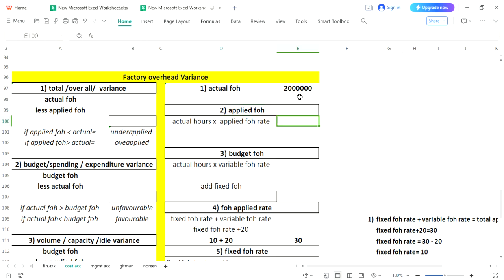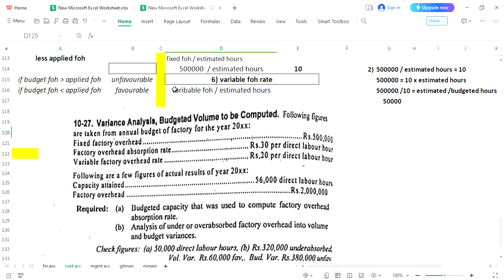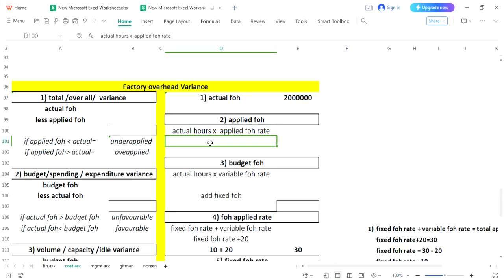For that purpose, you must have your actual hours. Okay. Here, as it was mentioned, actual hours are mentioned over here. If actual hours are written over here, it means actual hours are 56,000. So put over here 56,000 as your actual hours.